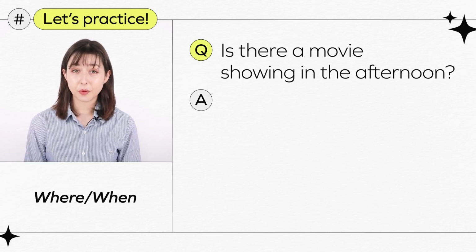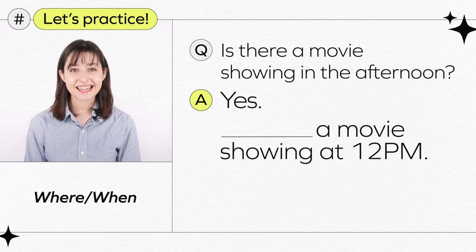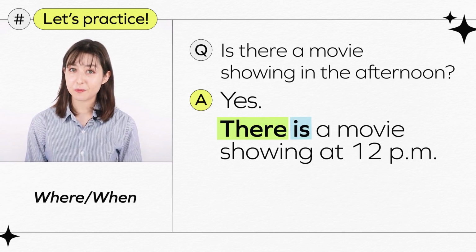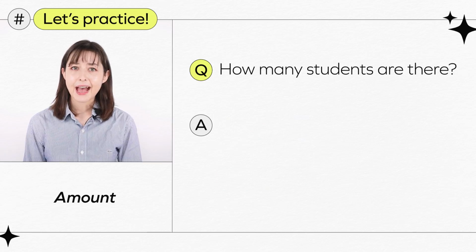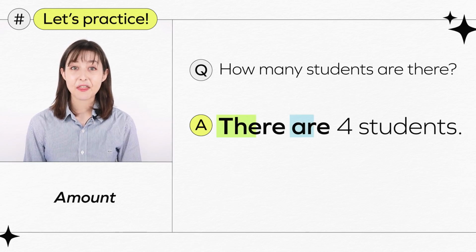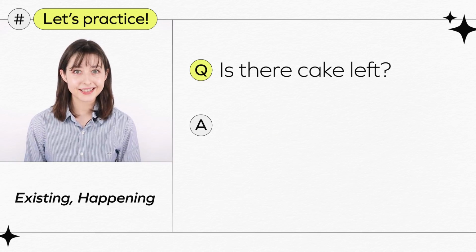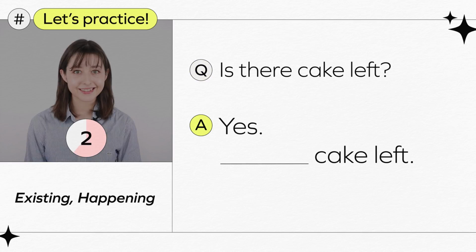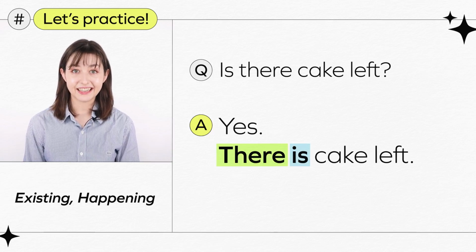Is there a movie showing in the afternoon? Good. Yes, there is a movie showing at 12 p.m. There's a movie showing at 12 p.m. How many students are there? Good. There are 4 students. Is there cake left? Nice. Yes, there is cake left.